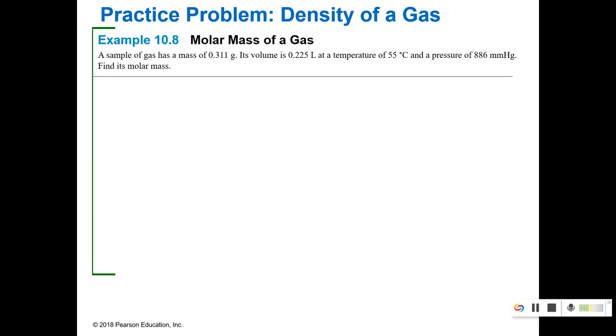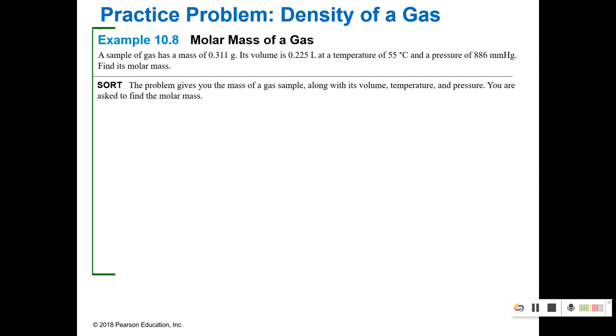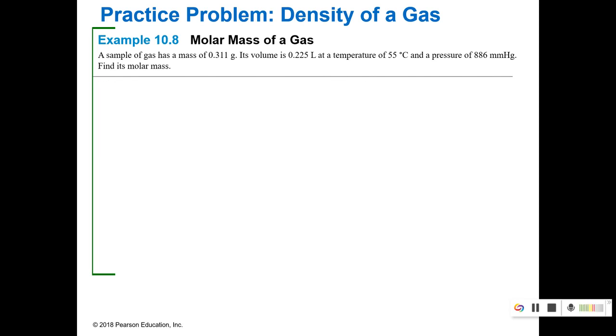All right, here's another molar mass problem. Oh, but this one gives us mass and volume. Okay, so I would say on this one, we're going to do the molar mass is equal to grams per mole. So I need to solve moles.